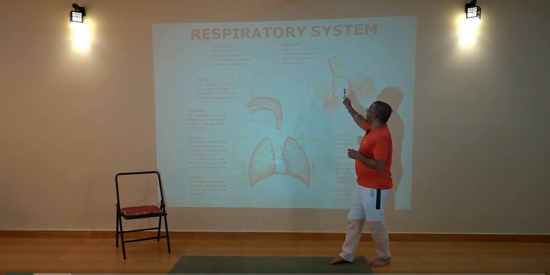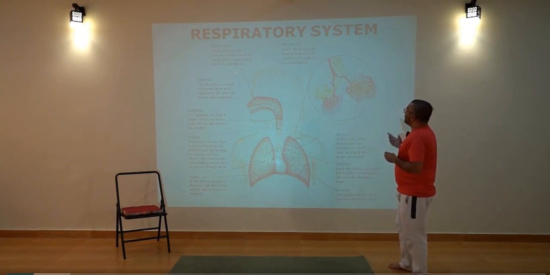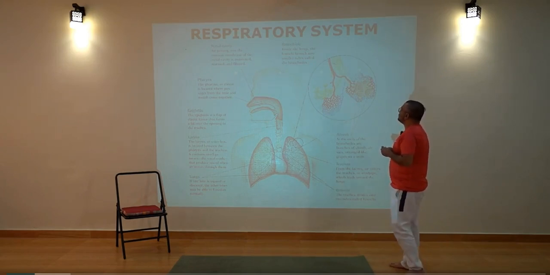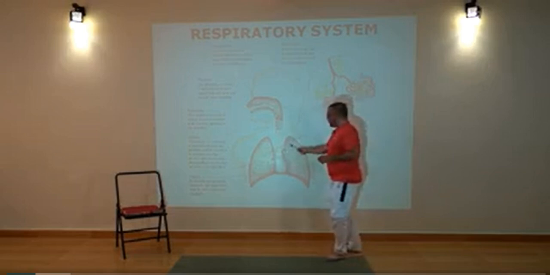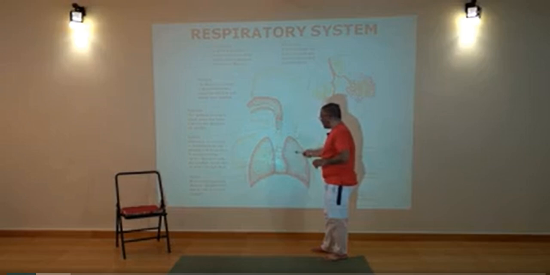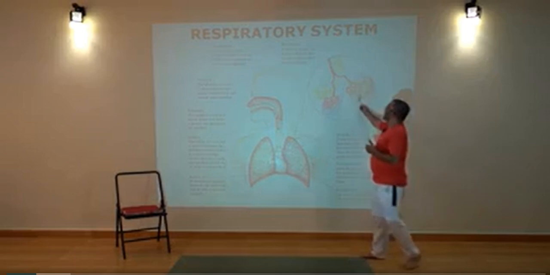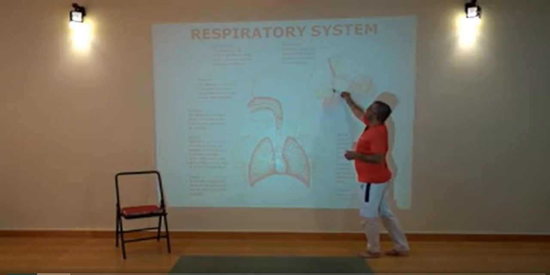Then we come to the bronchioles. Inside the lungs, the bronchi branch into smaller tubes called bronchioles. When the trachea divides, it's like the root of the lungs, right? The root of the trachea is divided into primary, secondary and tertiary divisions. You can see it here also, so many branches of the bronchioles.